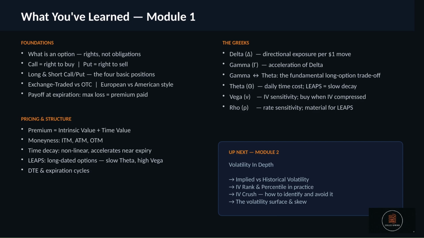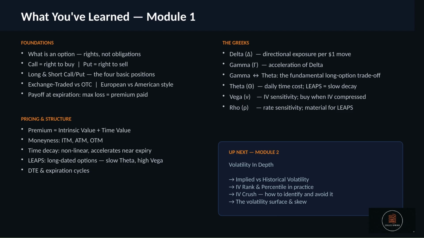And finally, Rho, invisible in the short term, but real and measurable on long-dated positions, as demonstrated by the Fed rate hiking cycle between 2022 and 2023. This is Module 1. It is not abstract theory, it is the operational vocabulary of anyone who works with options. Every single concept we have covered will serve you every time you look at an options chain, every time you evaluate an entry, every time you manage an open position.